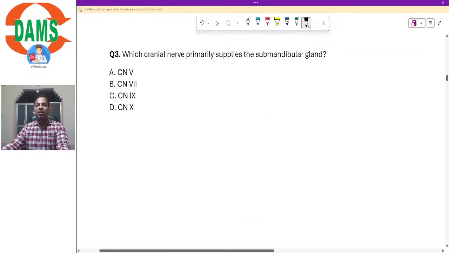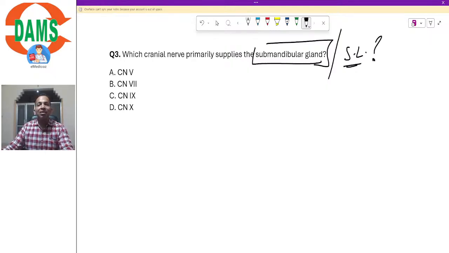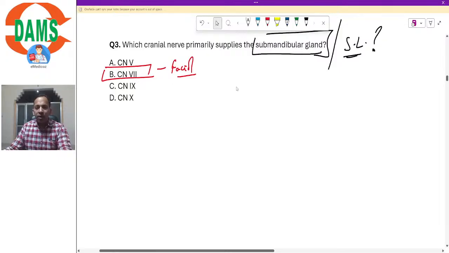Which cranial nerve primarily supplies the submandibular gland? So which nerve is supplying the submandibular gland? We discussed this at the start, right? It is the fifth nerve or the seventh or the ninth or the 10th. Which nerve supplies submandibular gland? If it were sublingual here instead of submandibular, the answer would still be the same, right? And what is the correct answer? Is it 5, 7, 9 or 10? And the correct answer is cranial nerve 7, that is facial nerve, isn't it? Right? So let's go to the next question.